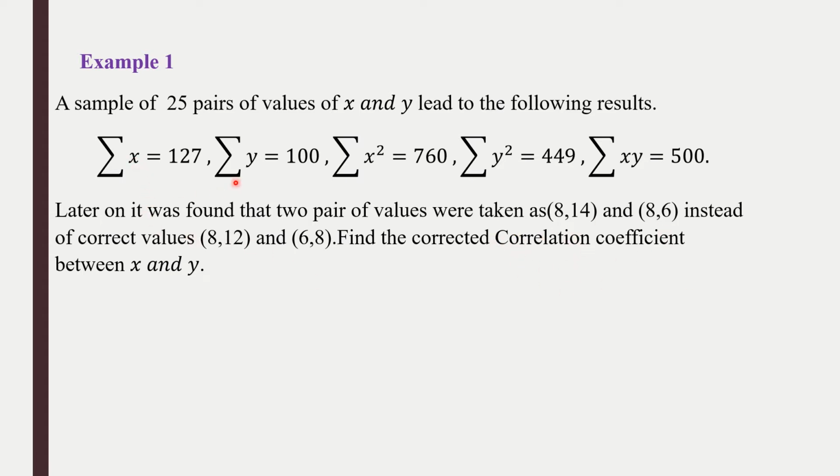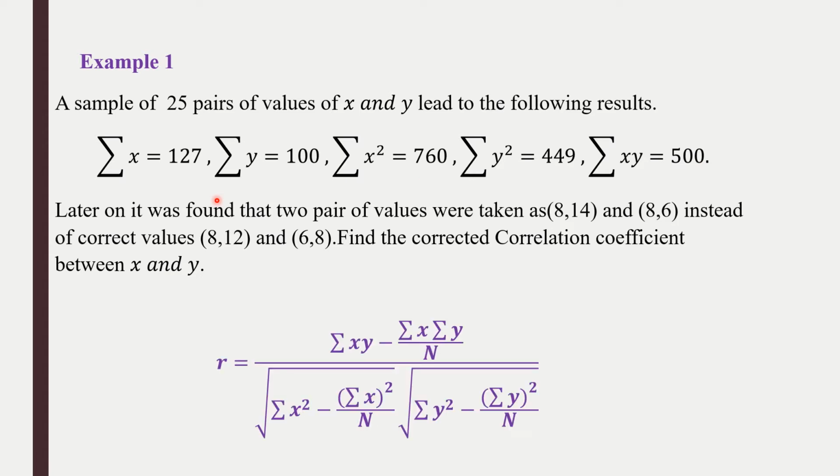Now when you are given all these summations, the method to calculate the Karl Pearson's coefficient of correlation is the direct method. Direct method, r is given by summation xy minus summation x summation y upon n upon square root of summation of x square minus summation x the whole square by n into square root of summation y square minus summation y the whole square upon n. This is the method when you are having all these summations given.